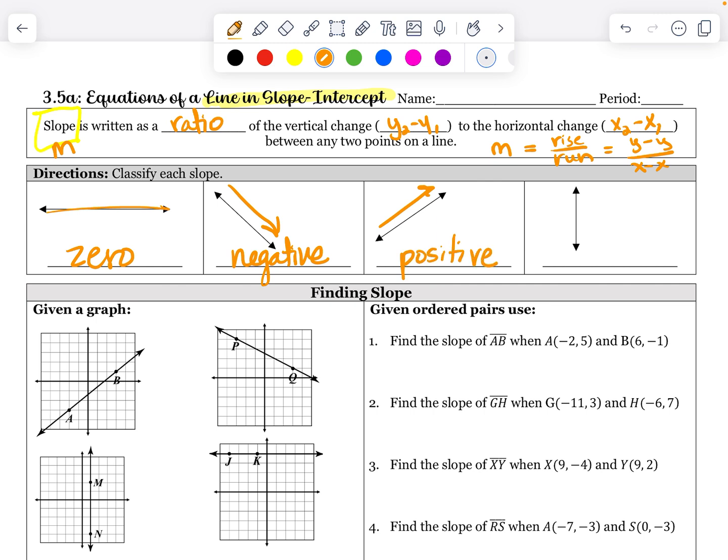Now, I have never walked straight up a wall. I am not Spider-Man. So this actually, my loves, is undefined. It'd be great if I spelled it right. That is an undefined slope. Whenever you have something straight up and down, you cannot walk straight up and down. It is an undefined slope.